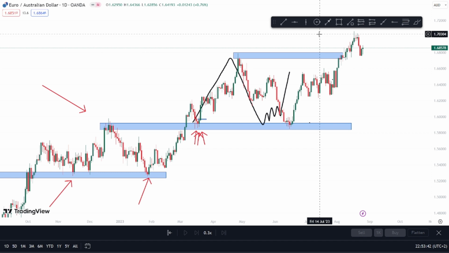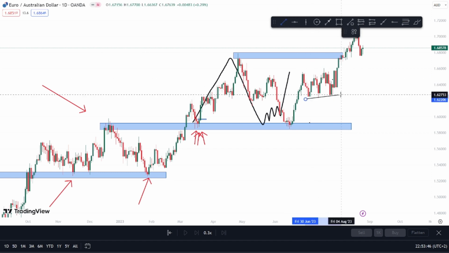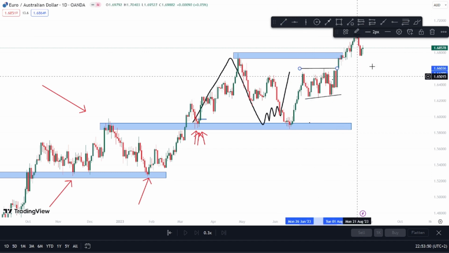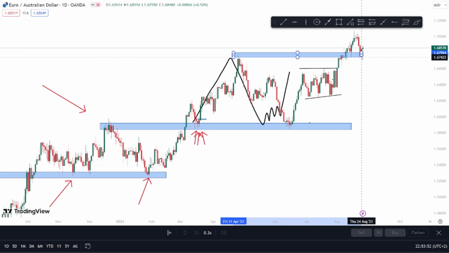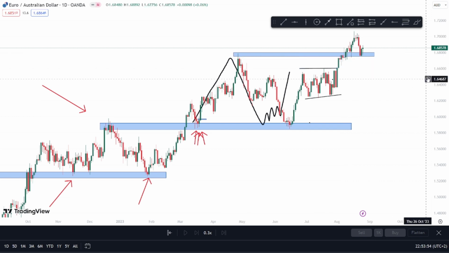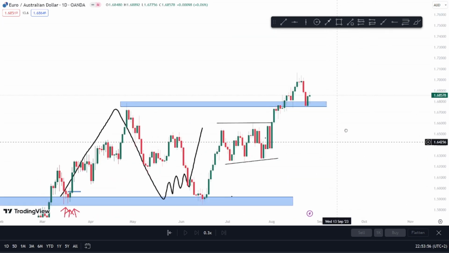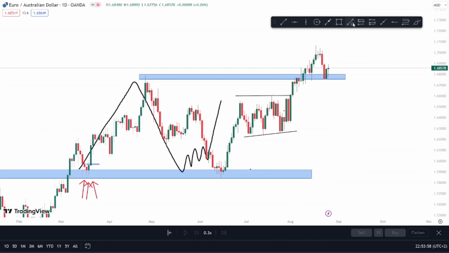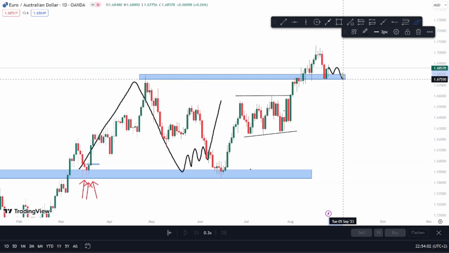And price made corrective moves in between, but it continued pushing all the way with the market, and this is where we currently are. And what we would want to see right here is for price to actually give us some kind of indication that it wants to continue pushing up with the market.